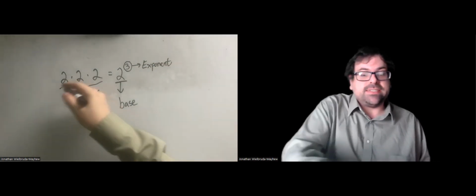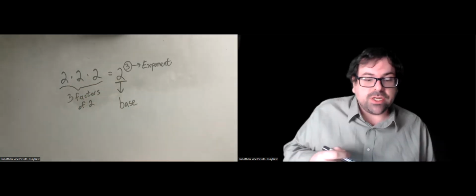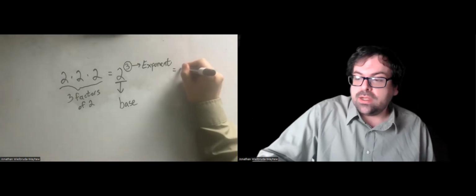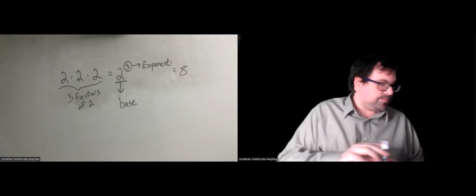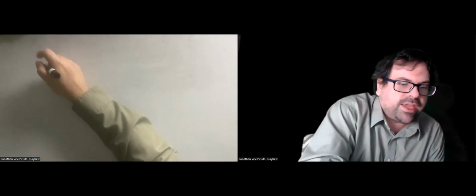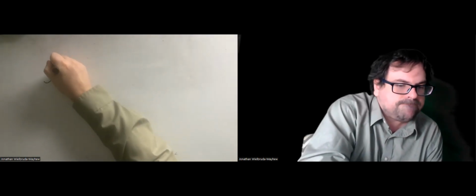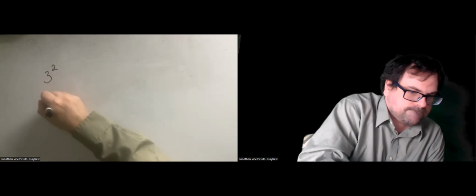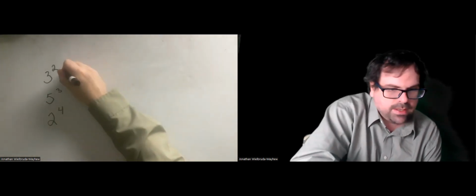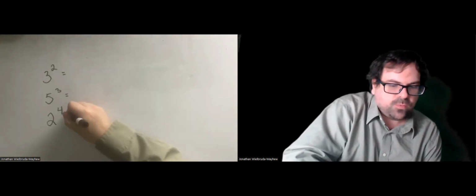And we would evaluate this from left to right because it's all multiplication. 2 times 2 is 4 times 2 is 8. Let's evaluate some other things written in exponential notation. Feel free to pause and work along once you catch on to what we're doing.